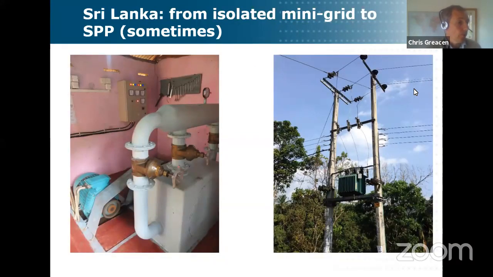Here's a photo of one of these projects. On the left-hand side, you can see the micro-hydro generator for the 12 kilowatt turbine at Arthurlia village in Sri Lanka. And then when the main grid arrived, a transformer to connect it to Sri Lanka's national utility was installed, pictured on the right. And now it sells electricity 24 hours a day to the national utility.